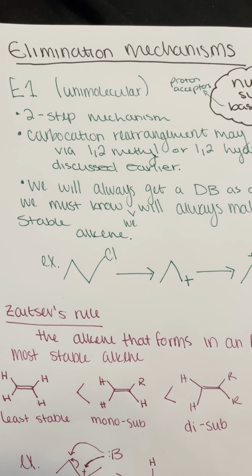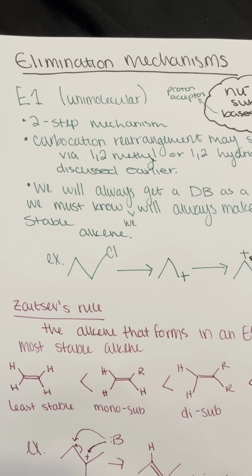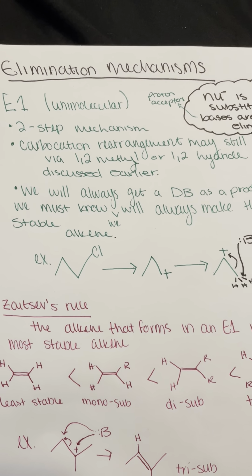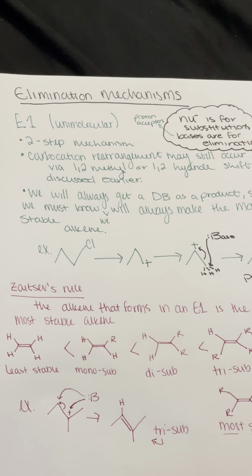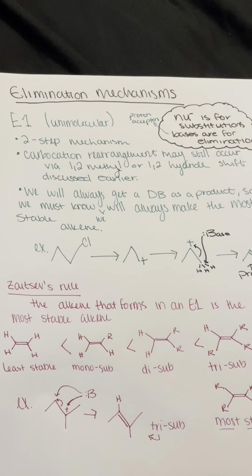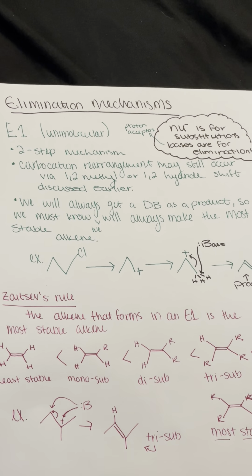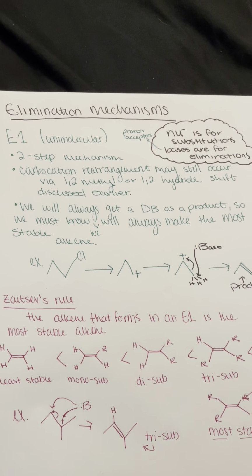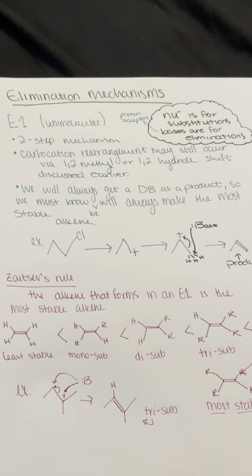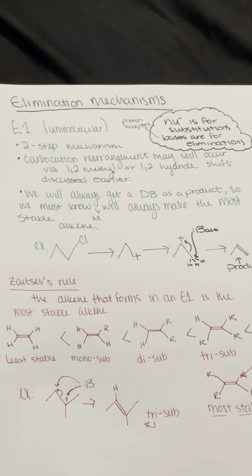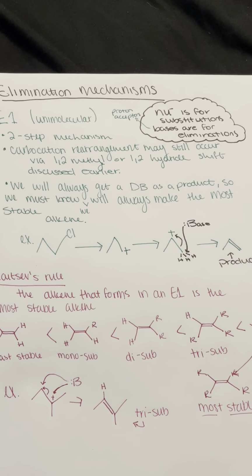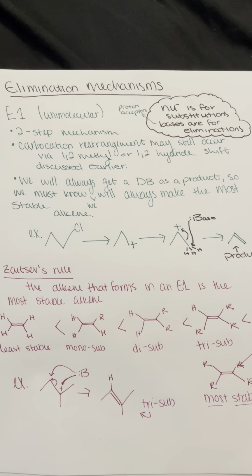An E1 mechanism is a two-step mechanism where carbocation rearrangement may still occur via the two ways we talked about earlier, 1,2-methyl or 1,2-hydride shift. We will always get a double bond as a product in an E1, so we must know we will always make the most stable alkene.